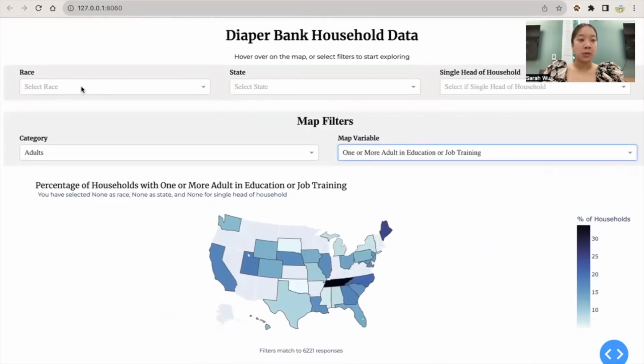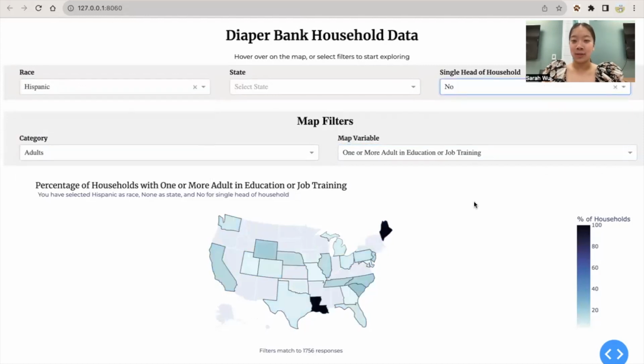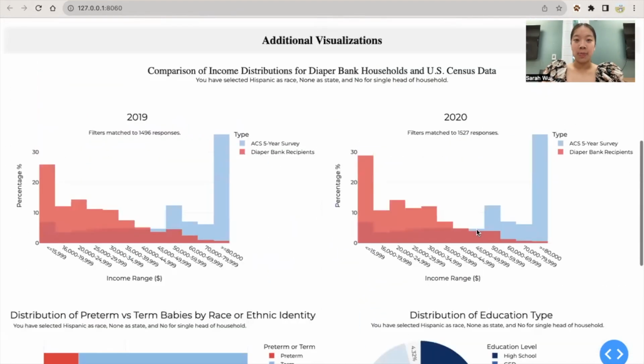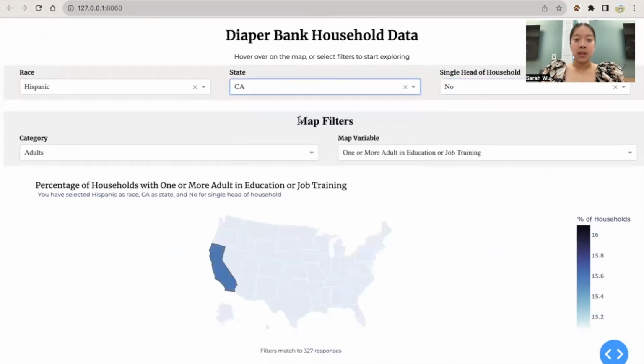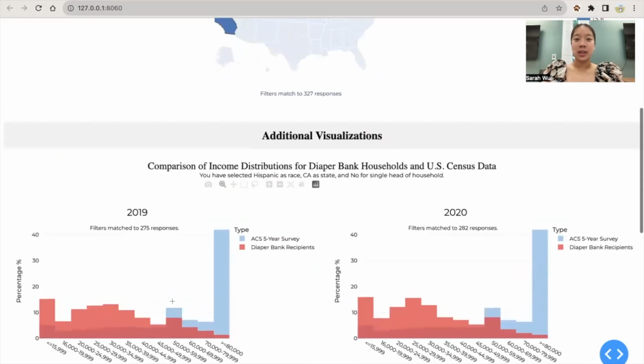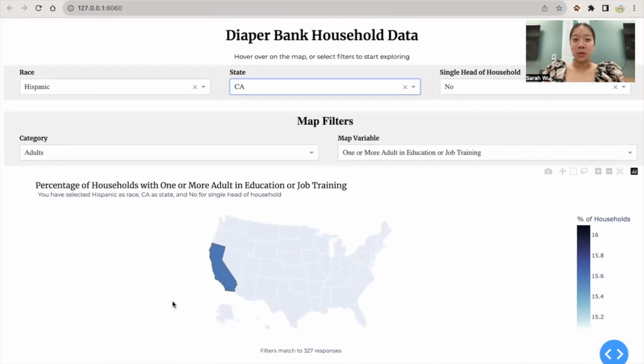If we were to use the filters at the top, for example, selecting Hispanic as race and no for single head of household, we will see that the visualizations have changed. If we were to select the state, we will see that the choropleth will only display that state, and the visualizations have changed as well. So that is our dashboard, and we hope you look forward to it on the Diaper Bank's website.